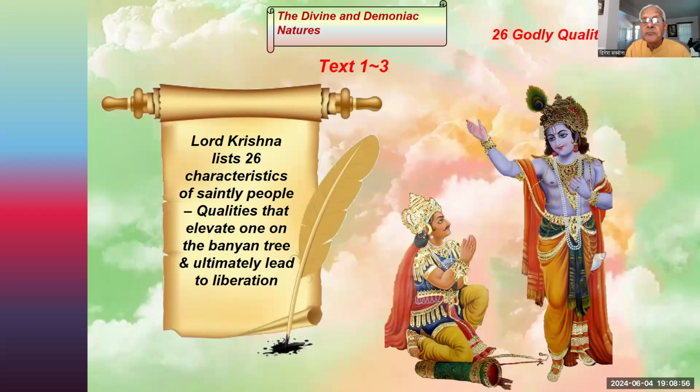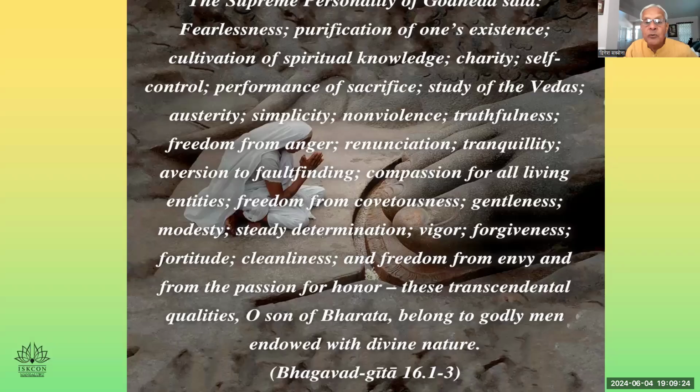Yes, Mataji. Yes, Prabhuji. 26 godly qualities. Text 1 to 3. Lord Krishna lists 26 characteristics of saintly people, qualities that elevate one on the banyan tree and ultimately lead to liberation. So these qualities are numbered, and each quality has a huge significance and a different meaning than what we normally comprehend.